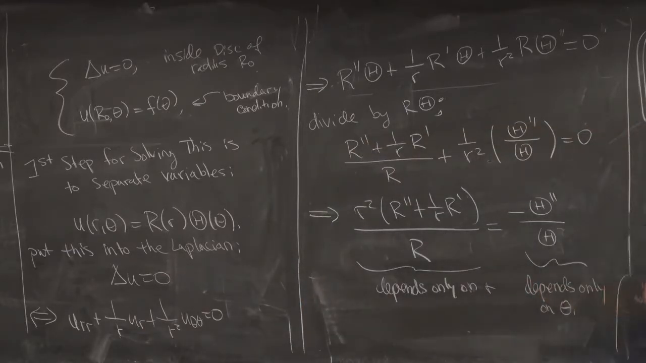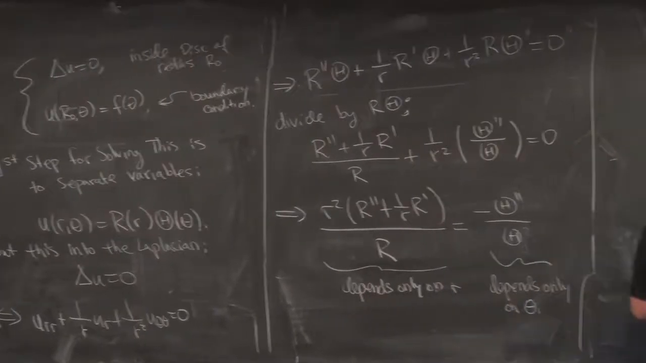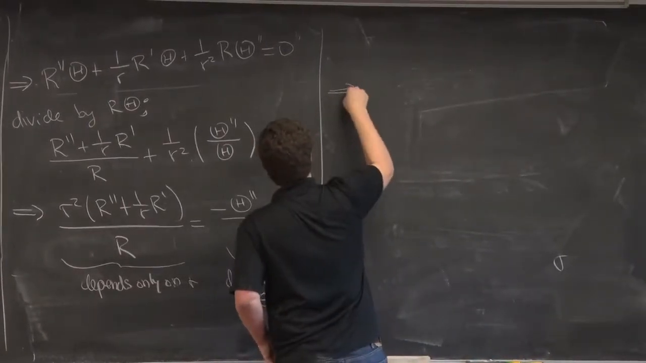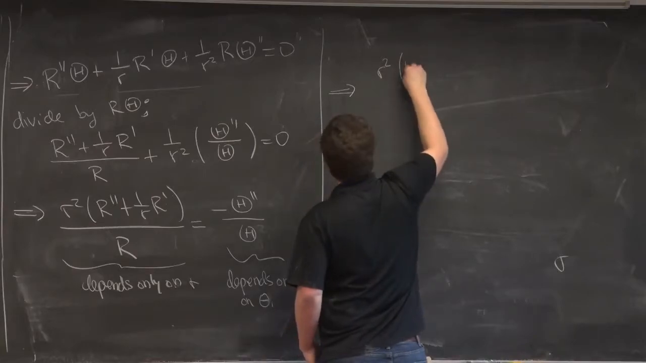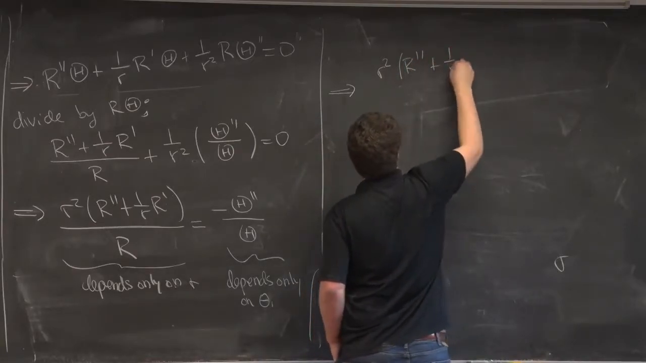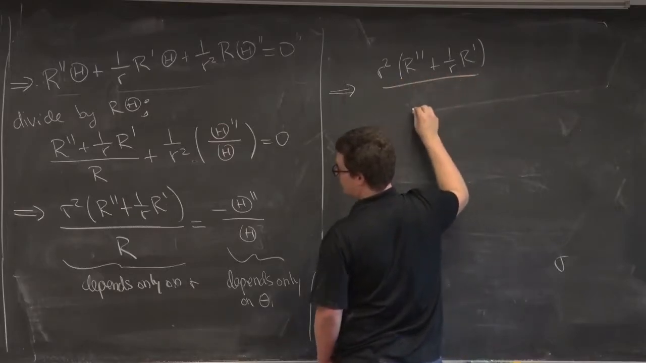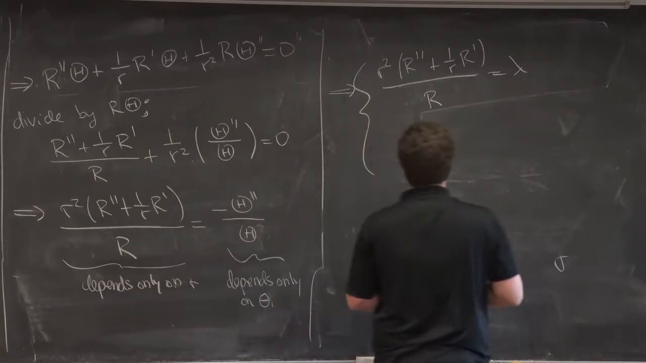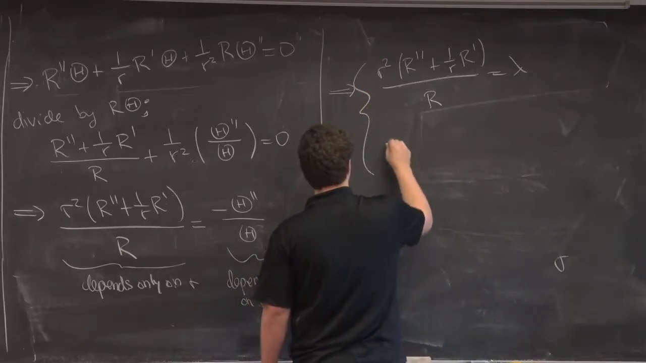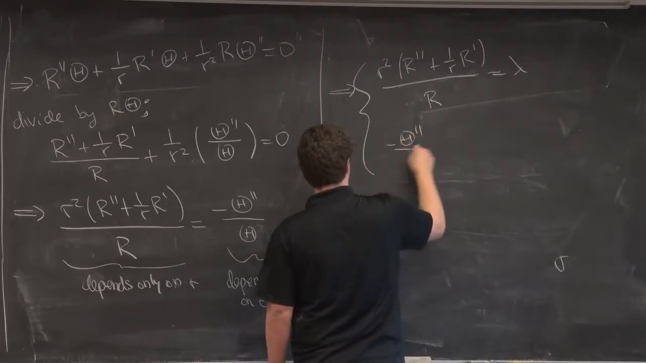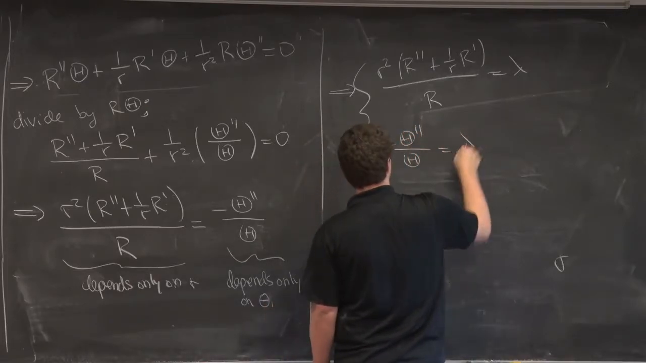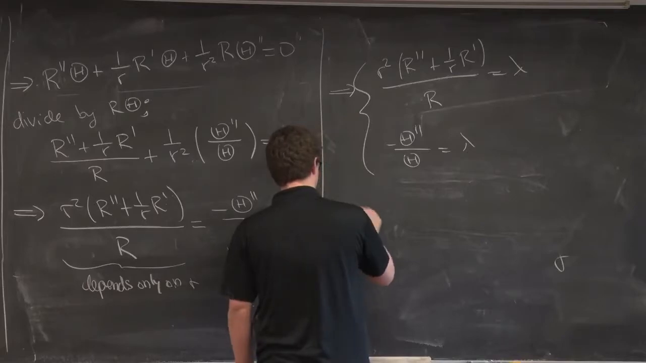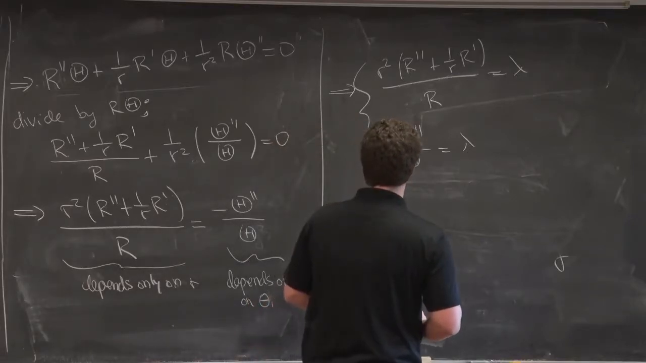Okay? And so the equation we get is the following. This tells us that r squared times (R'' plus 1 over r R') over R, this is equal to some constant. So lambda is some constant here, and we get minus Theta'' over Theta is also equal to lambda. Okay, so when we separate this out, we'll get the two equations here.